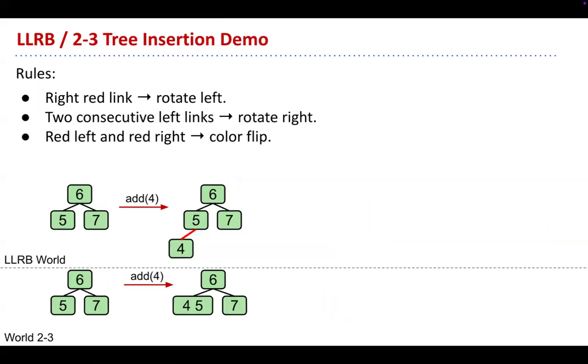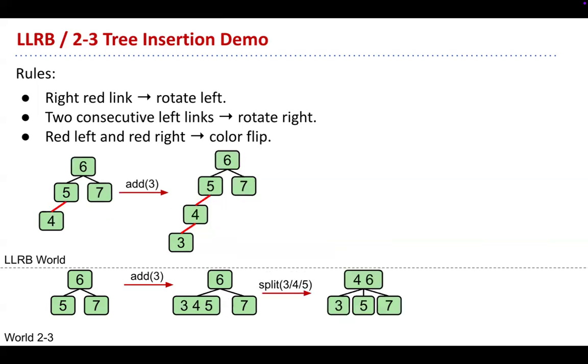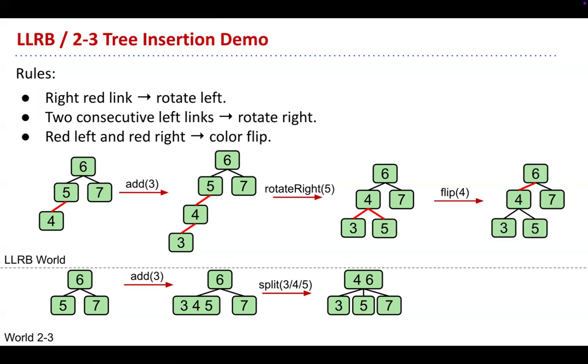Okay. I add 4, 4 goes down here. Are we good? Yep, that's fine. I add 3. I have the same issue. So what theoretically happens in my 2-3 tree with this? Well, 4 goes up, so I have this, but yep, I've got two left red links. I rotate left 5, 4 comes up. So I get that. What do I do? Color flip, right? So the link becomes that.